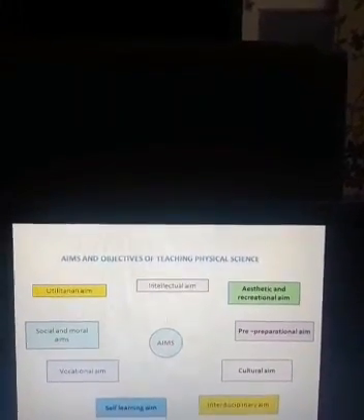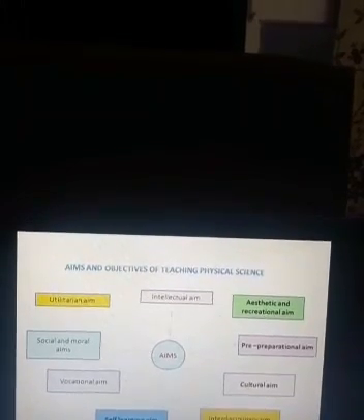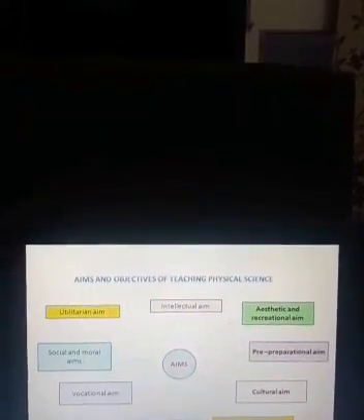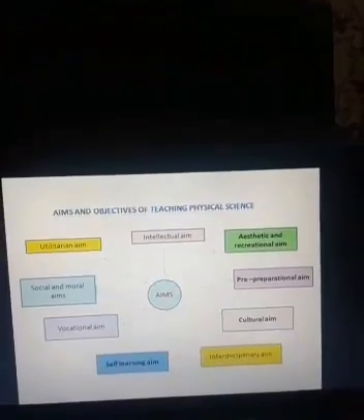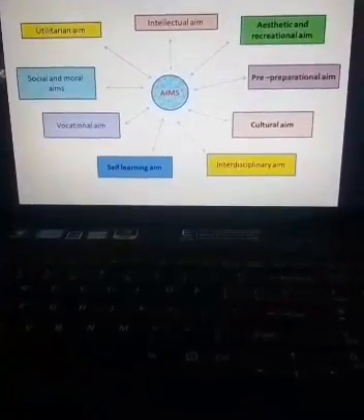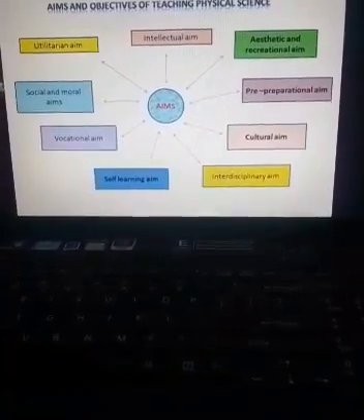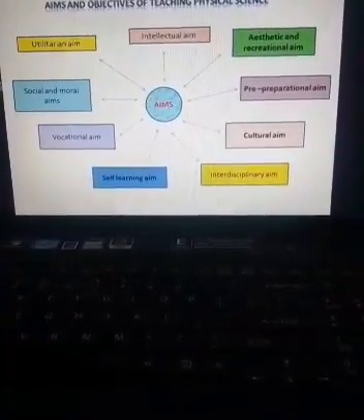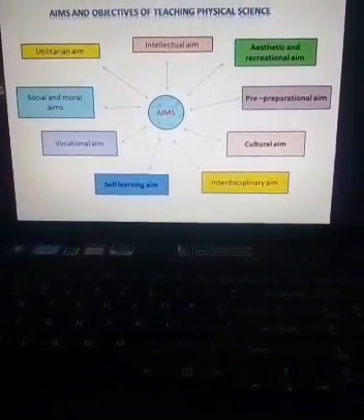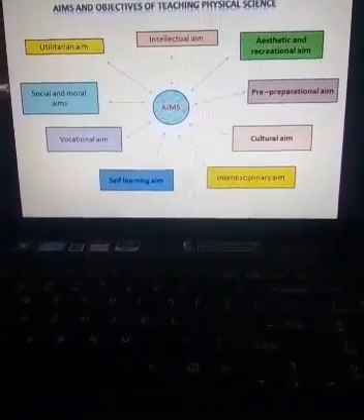Pre-preparational aim. The pre-preparational aim is preparation for the life. Cultural aim. So much of interdependence of subjects, of the society, of the nature, of the environment on each other, and science help us to explore all these relationships and help us to understand the culture in a better way. Interdisciplinary aim. Different branches of science are connected, and this connection needs to be told to the child. He needs to understand how these different science subjects are related to each other, how they're dependent on each other, and how they draw their benefits from each other.